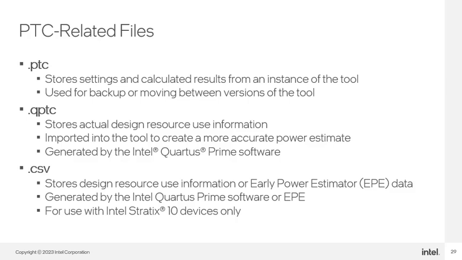As mentioned, you can generate a file from an Intel Quartus Prime project that provides detailed, accurate resource usage information for the PTC. This file type has the extension .qptc. Finally, the PTC supports importing resource usage information from a .csv spreadsheet formatted file. Older versions of the Intel Quartus Prime software and the older Early Power Estimator tool generate this file type.